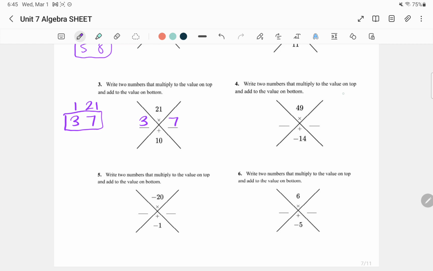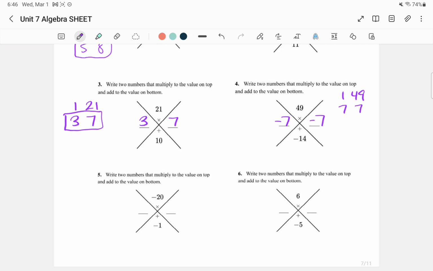So my factors of 49 are 1 and 49. And 49 only has two pairs here, 1 and 49, and then 7 and 7. There's nothing else that can multiply to 49. And since it's negative 14, it's going to be negative 7 and negative 7. So notice how negative 7 times negative 7 equals positive 49, and negative 7 plus negative 7 equals negative 14.